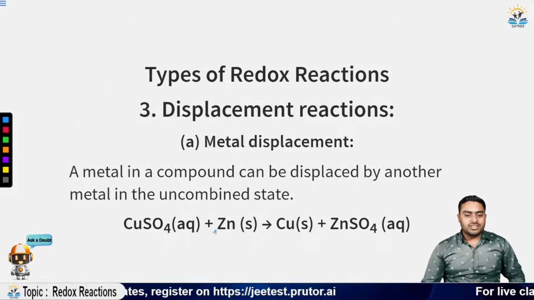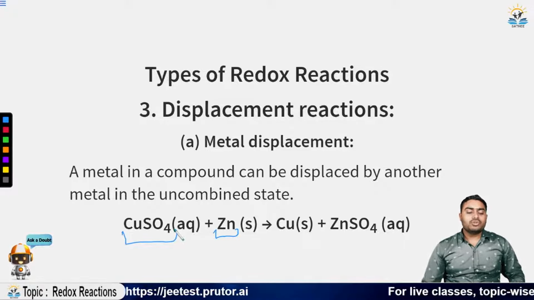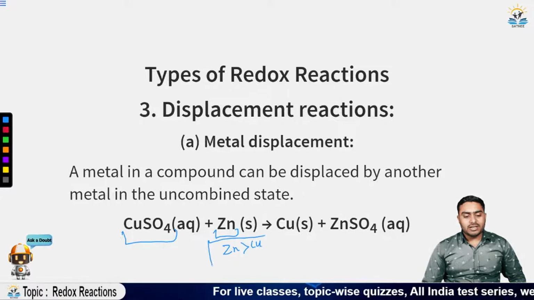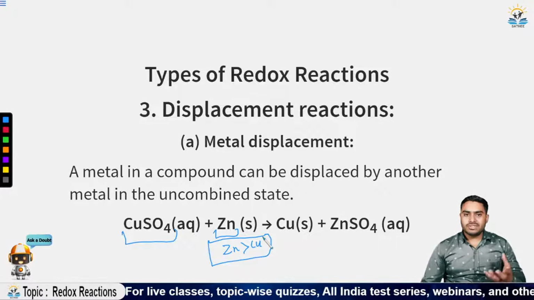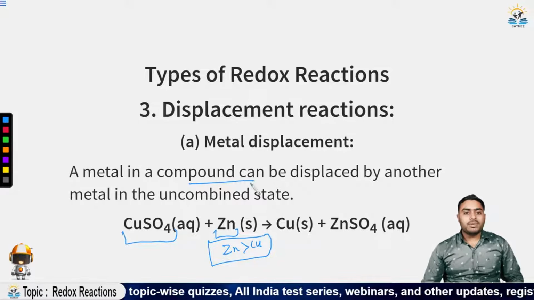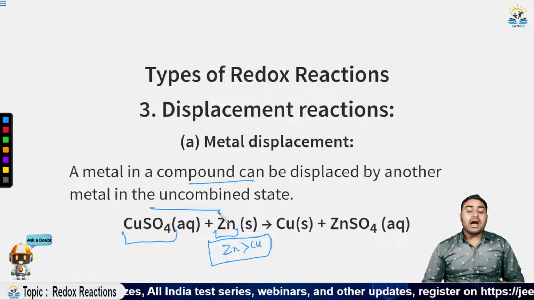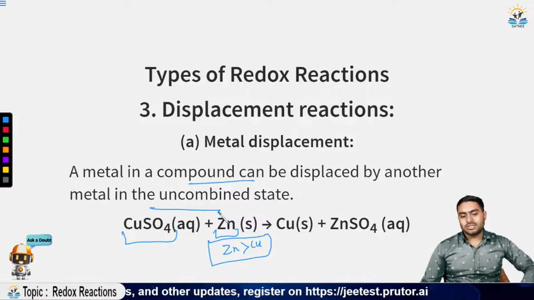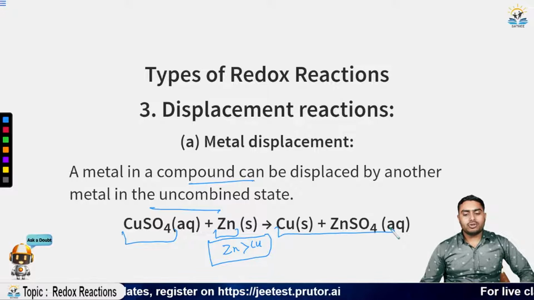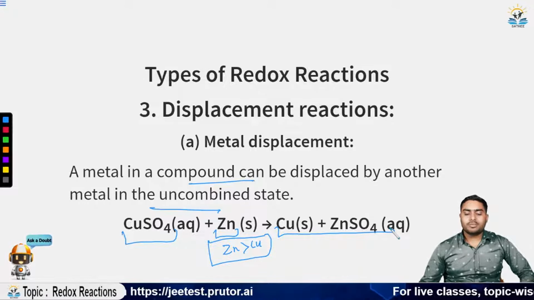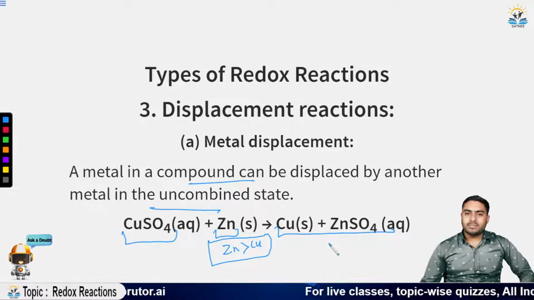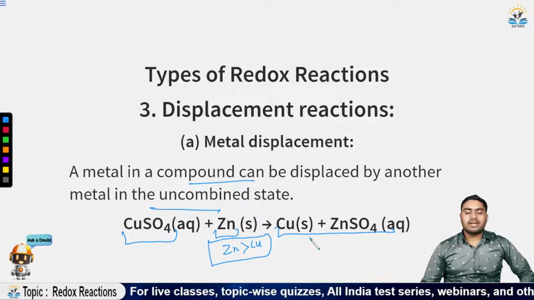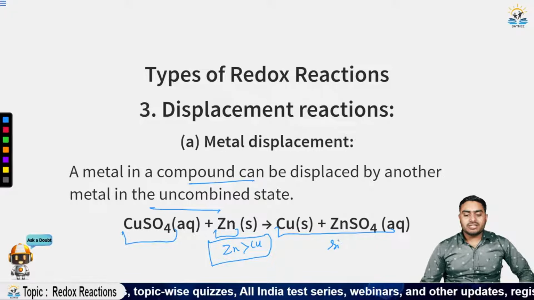You can see the reaction zinc plus copper sulfate. You can see zinc is more reactive than copper. So zinc can displace the copper from its salt solution, which is copper sulfate solution. A metal in a compound can be displaced by another metal in the uncombined state. It will form the products copper solid plus ZnSO4 aqueous. So zinc displaces copper from copper sulfate solution, and you will get zinc sulfate plus copper solid as a product.